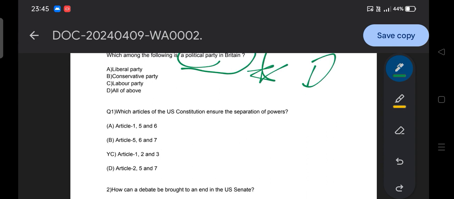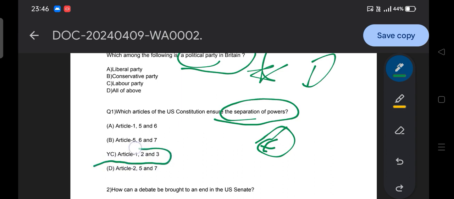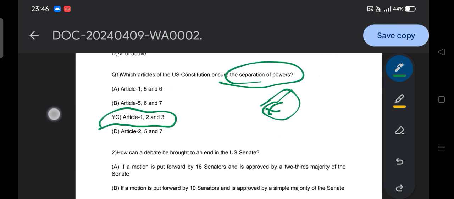So the first question in front of you: which article of the USA Constitution ensures the separation of power? Try to provide the answer. Here you need to understand the articles that deal with the USA Constitution. Like we have articles in our Indian Constitution, similarly in the US also. The answer to this question is option C, Articles 1, 2 and 3. They deal with the separation of power. Moving to the next question.